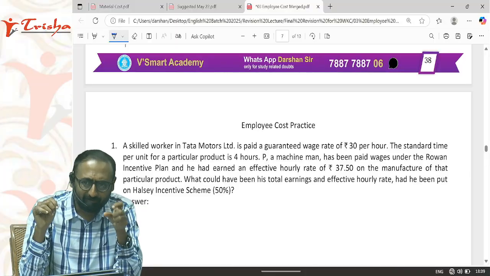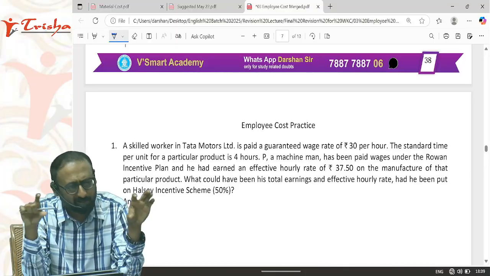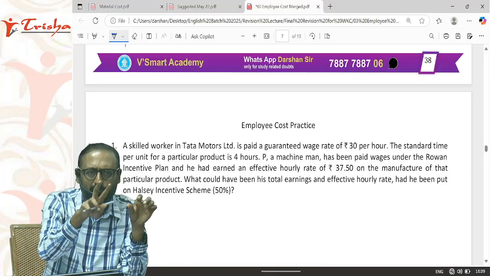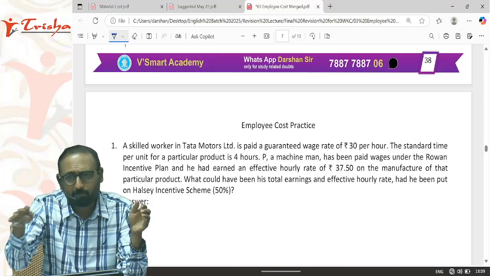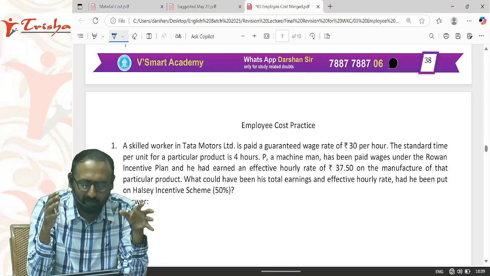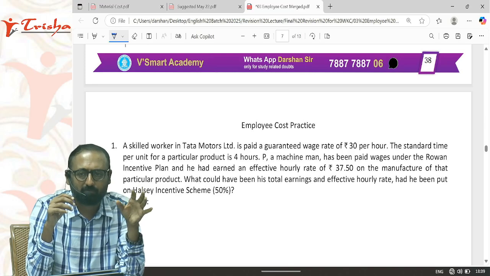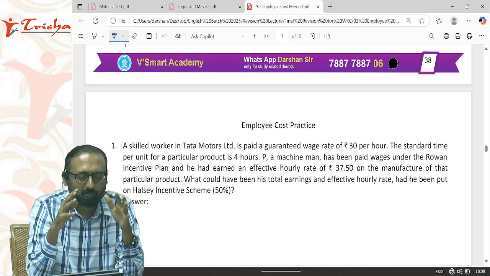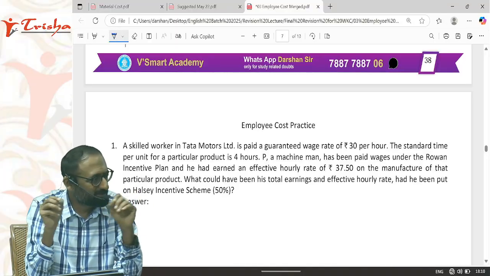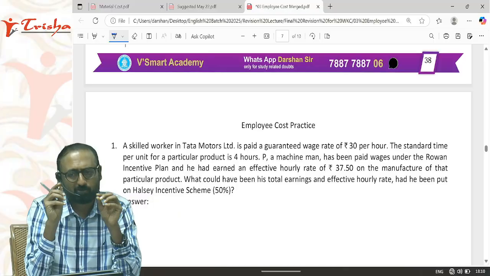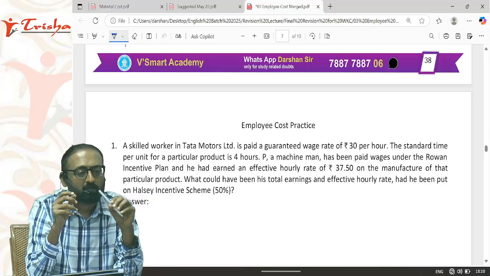If you want to calculate effective earning under Rowan, then first write down the full formula of Rowan: hours worked into rate per hour plus time saved upon time allowed into hours worked into rate per hour, entire bracket divided by hours worked. This is how you calculate effective earning per hour. Sir, this point is not written by you in your notebook, so write one more point.